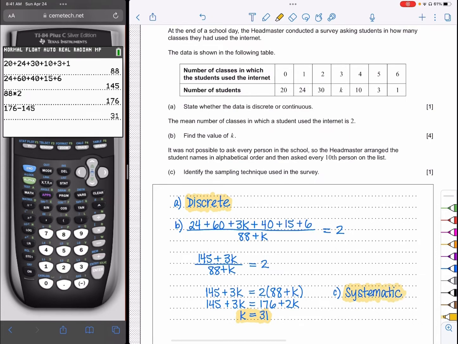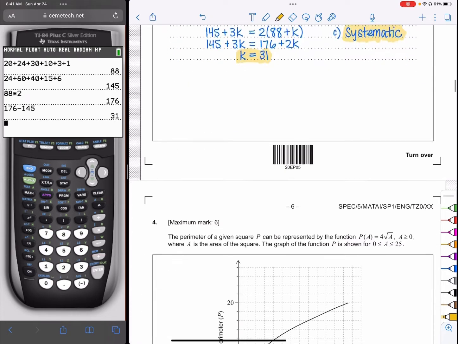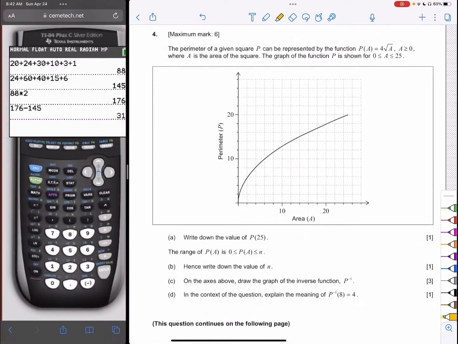All right. So next, let's look at number 4. All right, so question number 4 states that the perimeter of a given square P can be represented by the function P of A is equal to 4 times the square root of A for all A greater than or equal to 0. It says A is the area of the square. The graph of the function P is shown for the values of A being in between 0 and 25 inclusive.